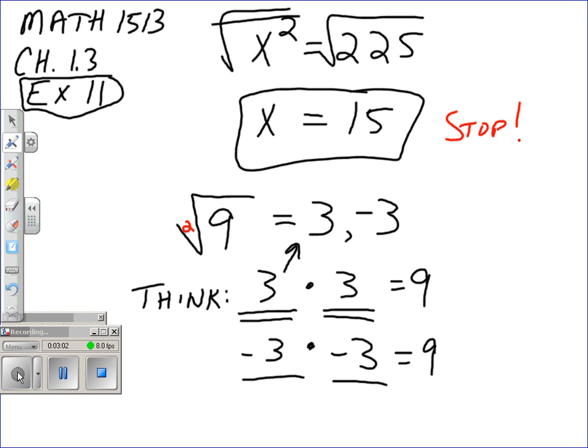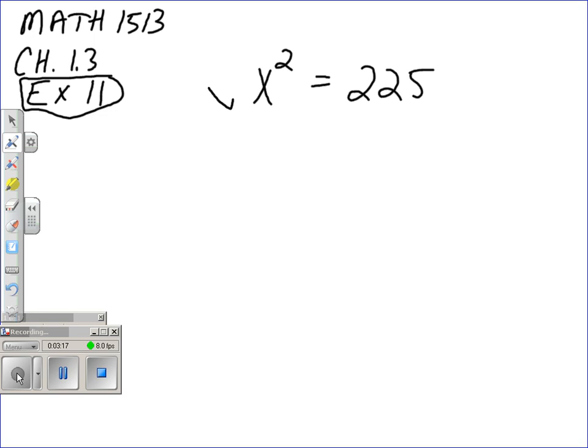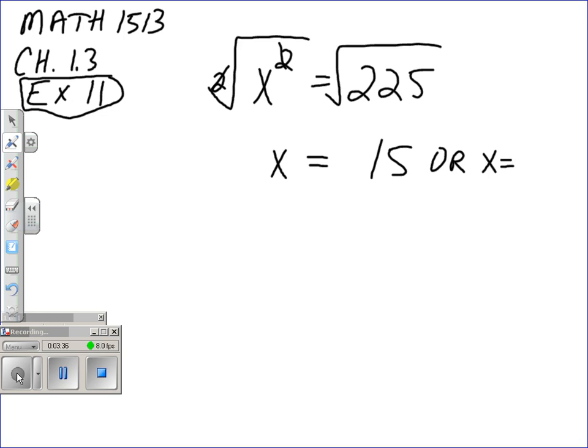Now here's a short way of writing this that lots of mathematicians like to use. They like to put a little plus or minus sign in front of the 3 to mean both positive and negative 3. So I'm going to work this problem again the correct way. So I see x squared. I'm going to cancel that out by taking the square root. I have to do it to both sides. Let's take the square root of both sides. Square root and square cancel each other out. So I have x equals, now it was 15, but remember it's 15 or negative 15.